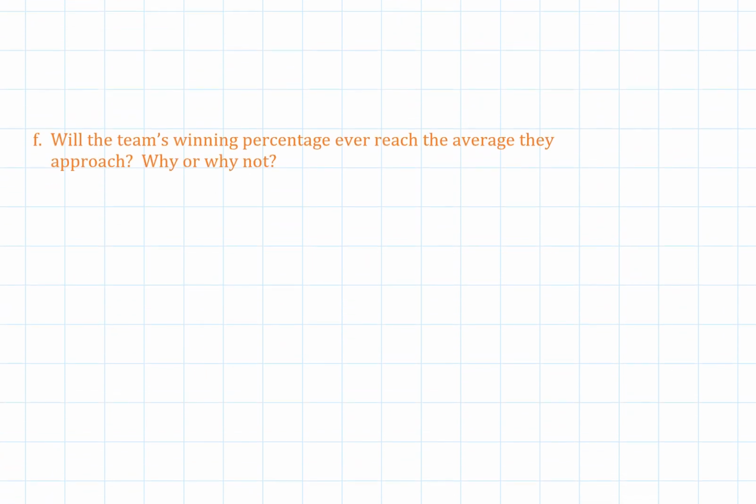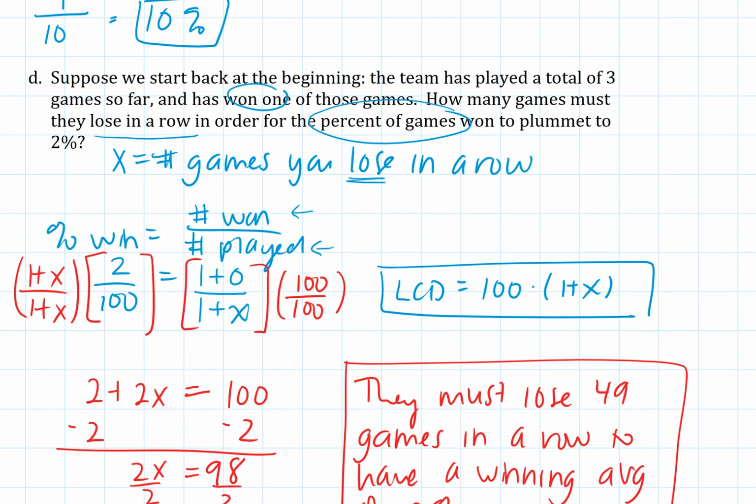Will the team's winning percentage ever reach the average they approach? Will they approach 0%? Will you ever reach it? Well, no. You have won 1 game. And so even though your winning average will continue to get smaller and smaller and smaller, if you have won 1 game, that means your winning average will never be 0.